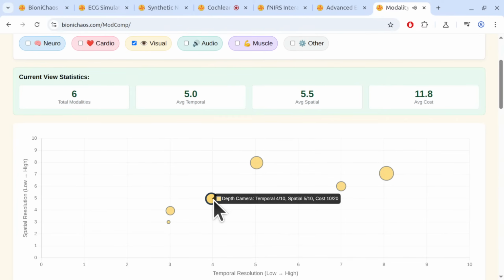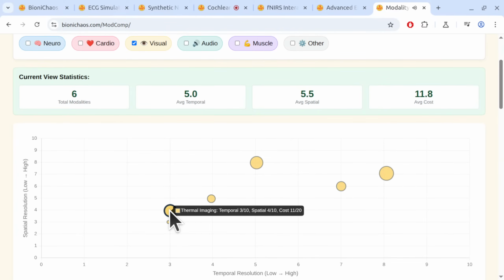Yeah. And don't forget thermal imaging. Different kind of visual. 3 temporal, 4 spatial, 11 cost. Seeing heat signatures, useful for stress detection, medical diagnostics, seeing the world in infrared. Kind of cool. Literally cool or hot, depending.